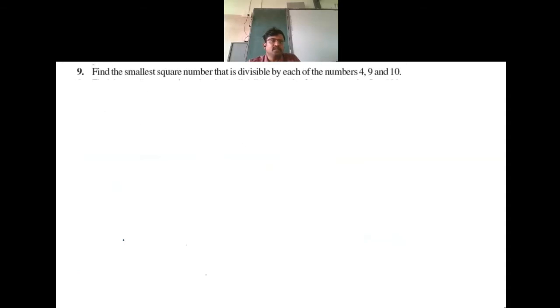Question 9 is: find the smallest square number that is divisible by each of the numbers 4, 9, and 10. We had solved this type of question probably in class 6, not the square number, but a number divisible by 3 or 4 numbers. We were finding the least common multiple, LCM. So here, with the same procedure, we will find the LCM, then we will see whether it is a square number or what number should be multiplied to make it a square number.